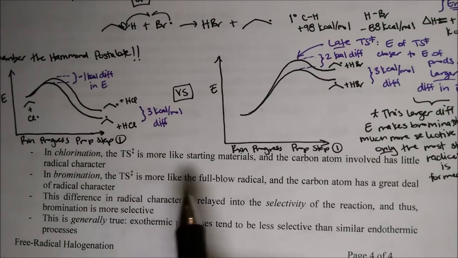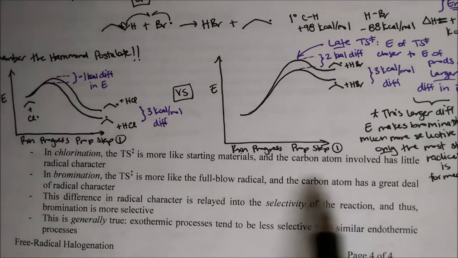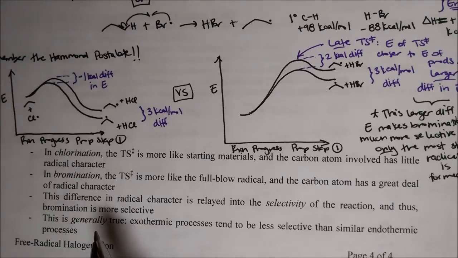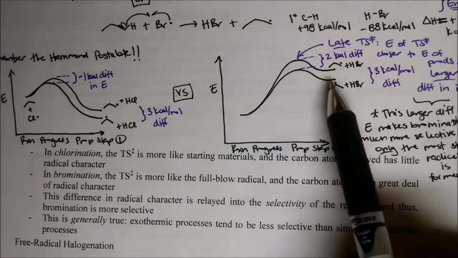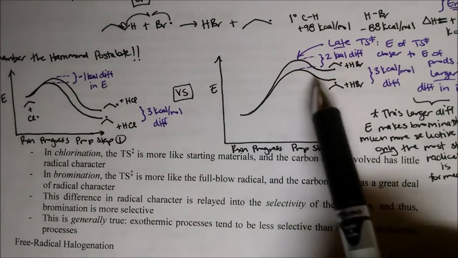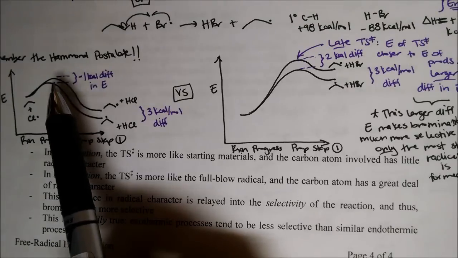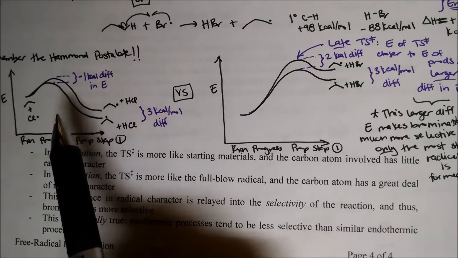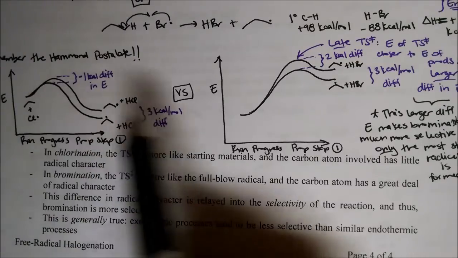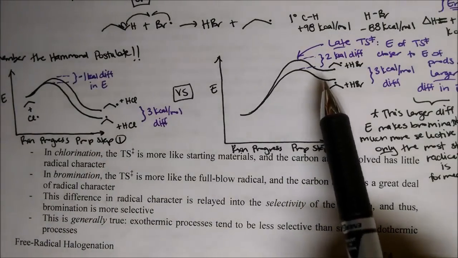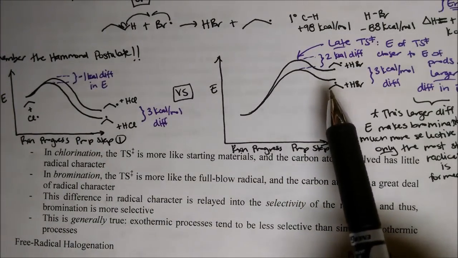In bromination the transition state is more like the full-blown radical and the carbon atom has a great deal of radical character. So the difference in radical character is relayed in the selectivity of the reaction, and thus bromination is more selective. That's what I'm saying: I'd much rather go for the more stable path more often. Whereas here they're closer in energy, so it doesn't really care as much about the path, because it's closer to starting materials. Here we have more radical character, so it's going to go for the more stable radical more of the time.